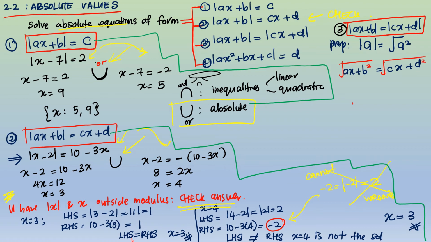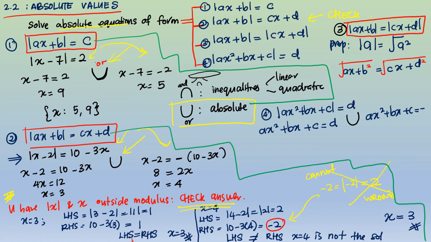Alright, and the last one we have number 4. Form number 4, we have modulus ax square plus bx plus c equal to d. So it is just the same as before. We just separate it into two parts, equal to d, but with the symbol union or because it is absolute, and equal to negative d, and you just solve your answer.